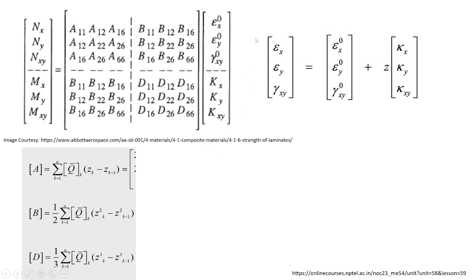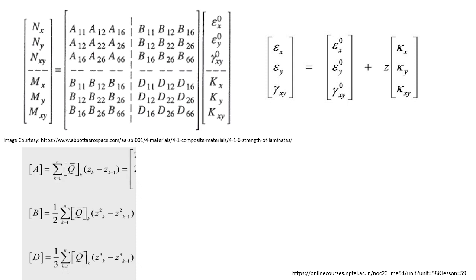Now to find the strain of each lamina, this is the equation. It depends on the mid-plane strain of the whole laminate, the curvature of the laminate, and the position of that lamina in the whole laminate. Now for the ABBD matrix, I already showed an example in the last session of how to calculate them, and these are the direct formulas by using which you can find the A, B and D matrices.